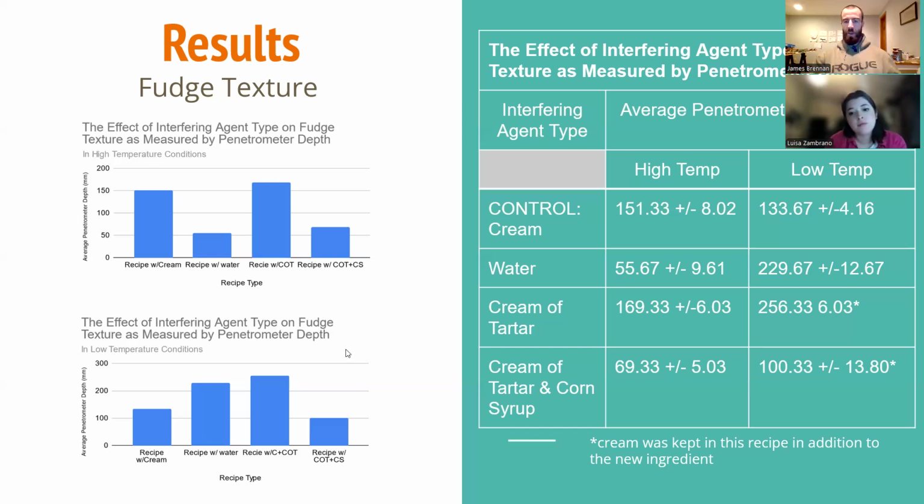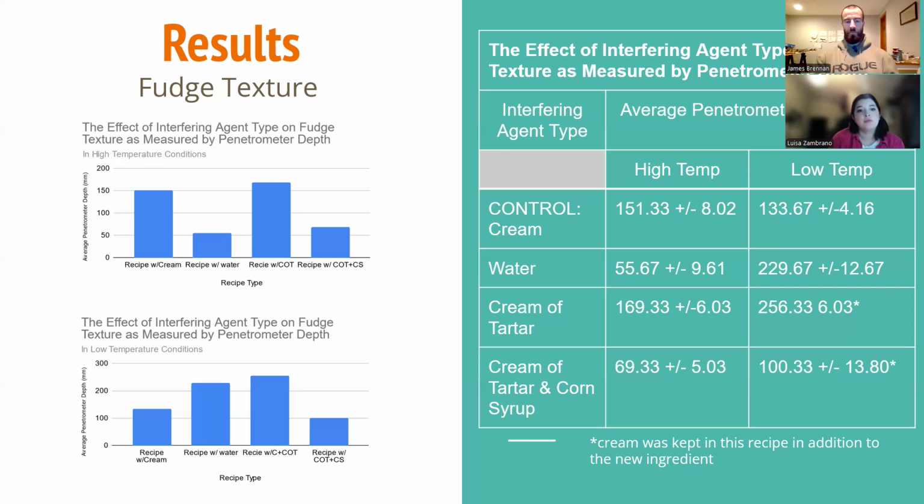So for the penetrometer depth, if we look at the cream, the cream of tartar, and the cream of tartar and corn syrup, they were different, but we noticed a consistent trend. The cream of tartar was the highest, the cream was the second highest, and the cream of tartar and corn syrup was the third highest. The water was very inconsistent. In the high temperature, the water had the lowest penetrometer depth, but in the low temperature, it had the highest penetrometer depth.